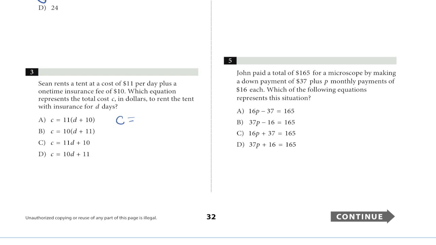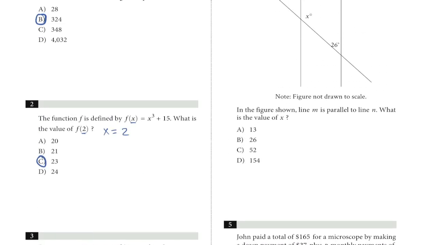And they said it's $11 per day. So anytime they say a phrase that would be a rate, so $11 per day is a rate, that's usually going to be our slope. So just like y equals mx plus b, it's going to be 11 times our variable. The variable they're using is d, or the letter they're using here is d, plus a one-time fee. So the one-time fee is usually our y-intercept, so plus 10. That's answer C.